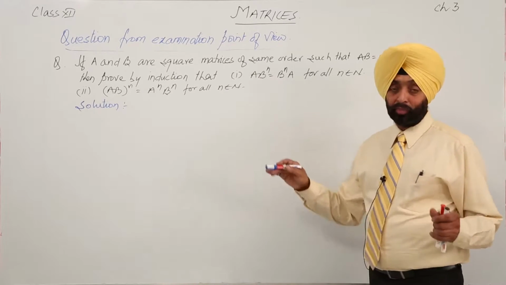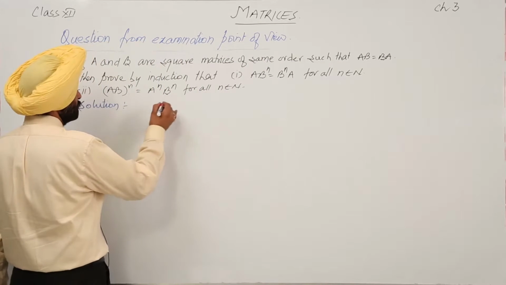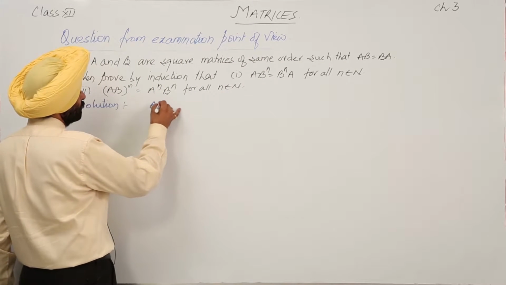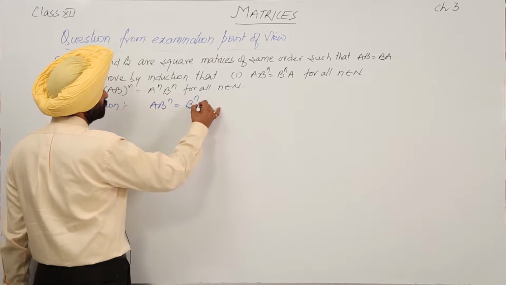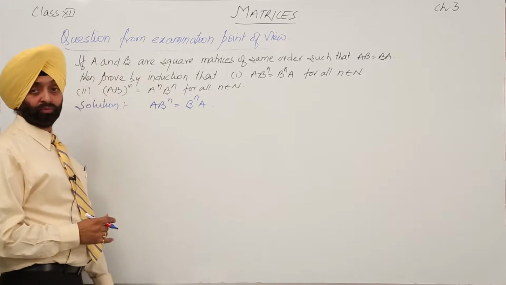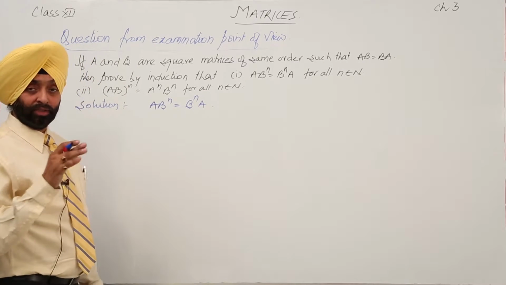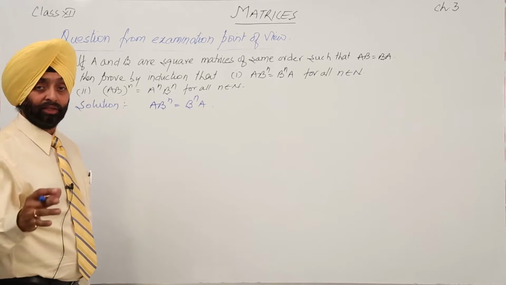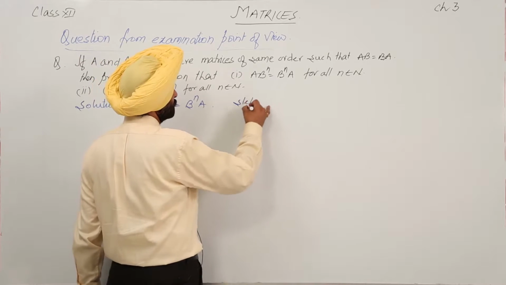And then the second part. Now let's start with the first part. Proving the first part, (AB) raised to power n is equal to B raised to power n A. Now this we have to prove. For the induction part, we are taking n is equal to 1, n is equal to k and n is equal to k plus 1. So step 1, that was the basic step.